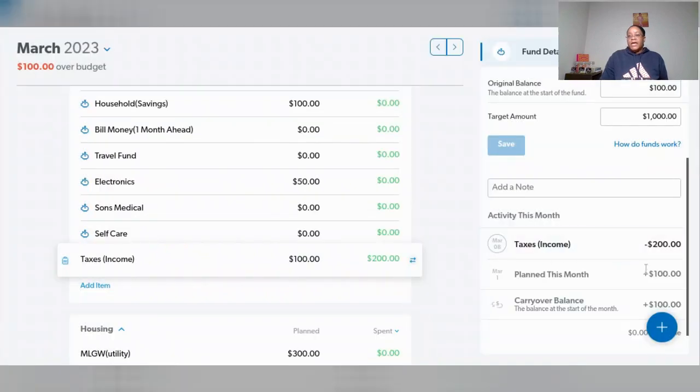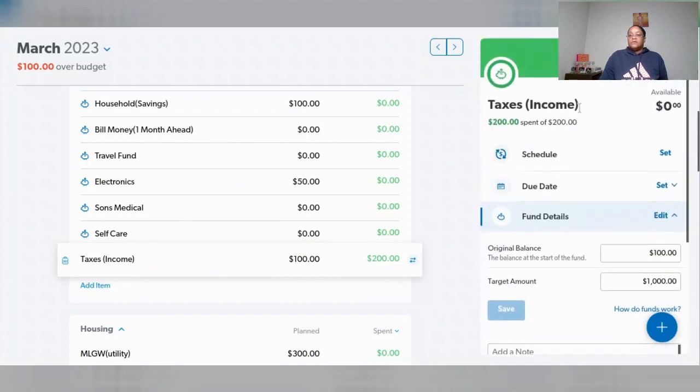And there, so you see it has my carryover balance, which was $100, my plan for this month, which was $100, and then I paid my taxes on the 8th for $200. And so what I have available is zero. There's a couple of ways that you can do it. The way you just saw me do it is the absolute easiest way to do it.